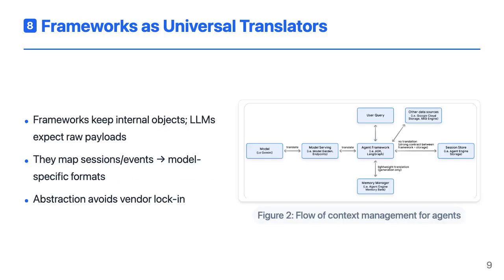Agent frameworks sit between your code and the LLM APIs. You work with higher-level objects like sessions, events, and messages. Under the hood, the framework converts those into the exact request format the model expects. For Gemini, that's a list of content objects with roles and parts. This abstraction lets you write your agent logic once, while the framework handles the messy details of different LLM providers and their evolving APIs, helping you avoid vendor lock-in.